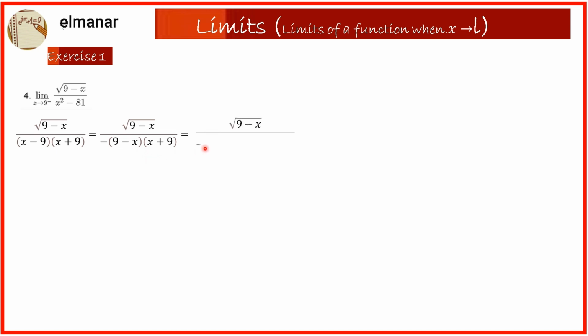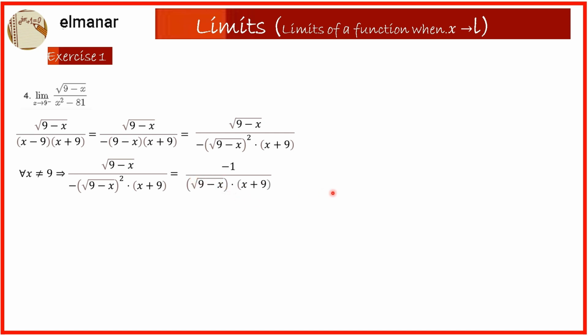Step 2. Simplification. We now observe that the square root of 9 minus x appears both in the numerator and in the denominator, in squared form, which allows us to simplify the quotient. So for any x different from 9, and after simplification, we obtain -1 divided by the square root of 9 minus x, then multiplied by x plus 9.